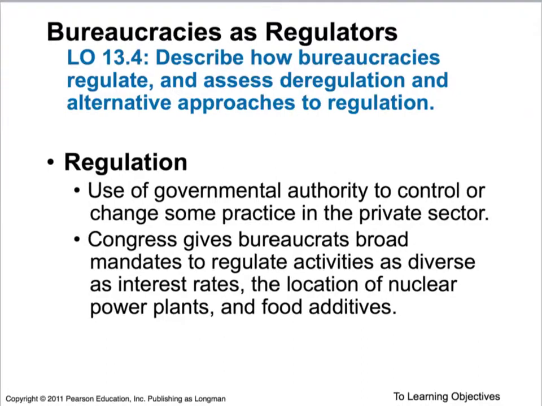Regulation is the use of governmental authority to control or change some practice in the private sector. Congress gives bureaucrats a broad mandate to regulate activities as diverse as interest rates, the location of a nuclear power plant, and food additives. So this is regulatory discretion.